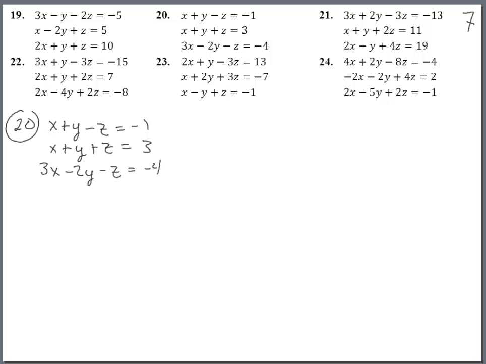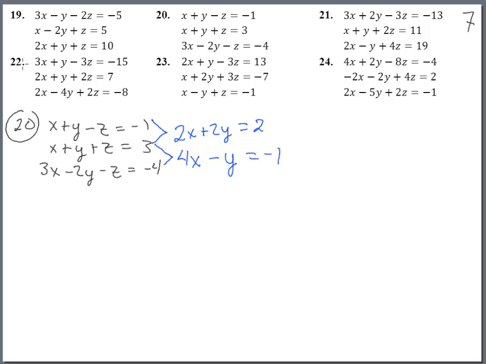Alright, here's number 20. And let me see, the x is not too bad. We could put a negative on that one and get rid of him, but then we times by 3. Y is not too bad. We'd have to times by a 2. But the z's, look at that. The z's look very nice. Add these two together just straight across, and it will take care of those. And we'll go 2x plus 2y equals 2. If we add these two together, the z's will go away, so we get 4x minus y equals -1.